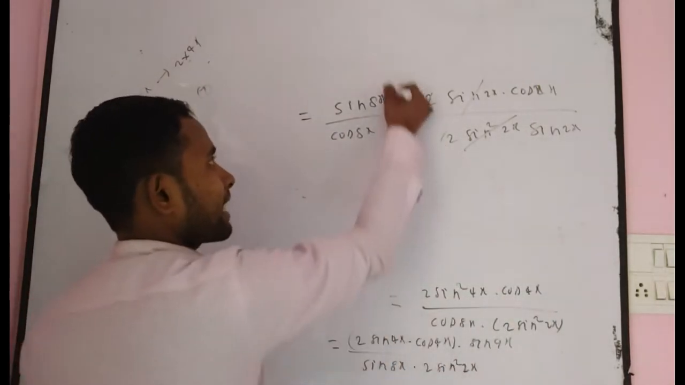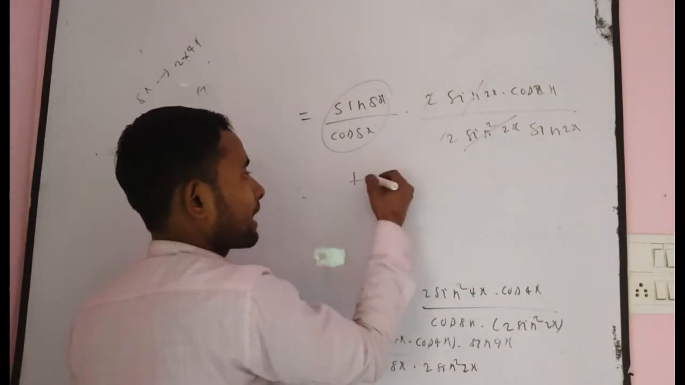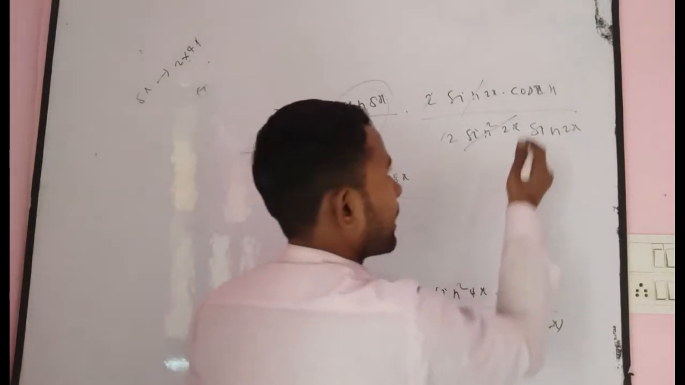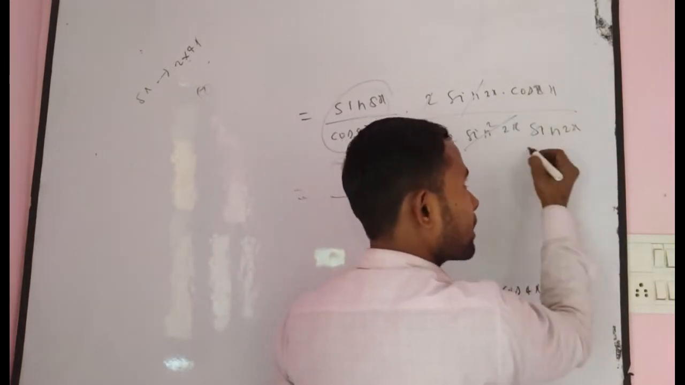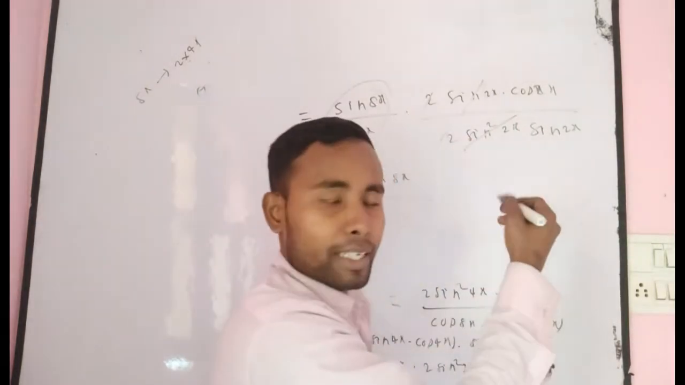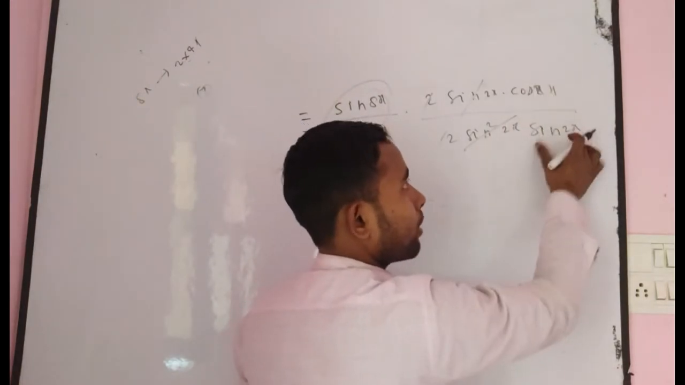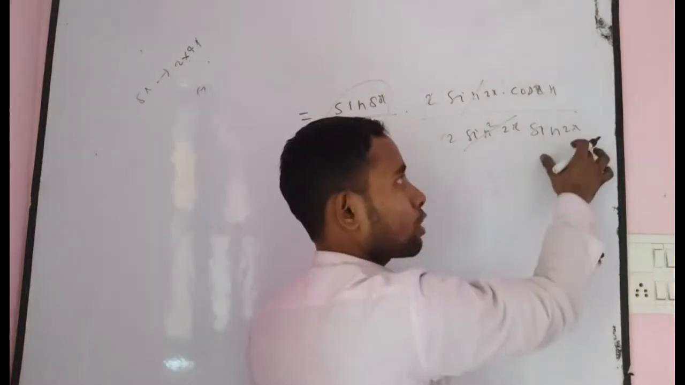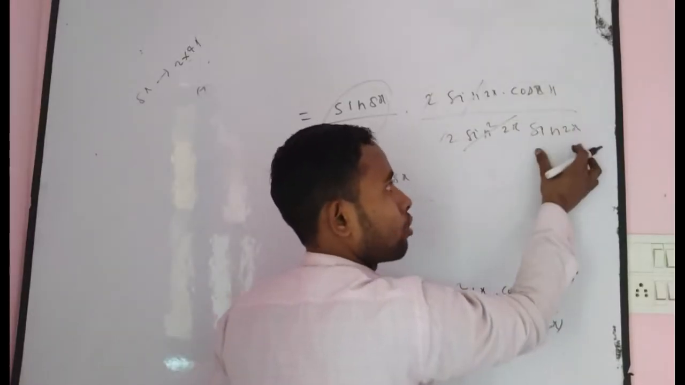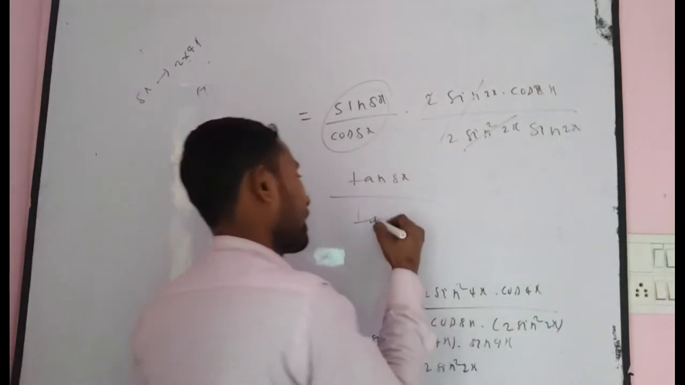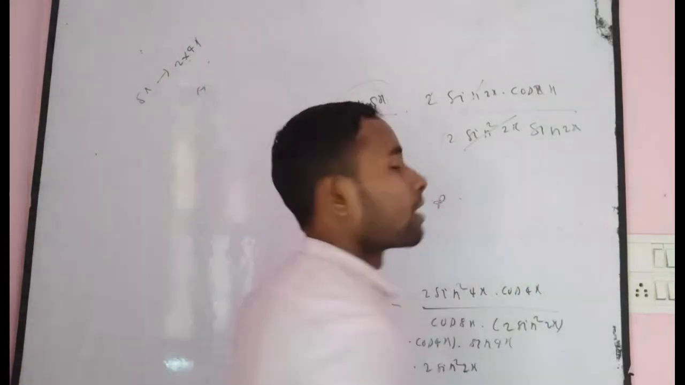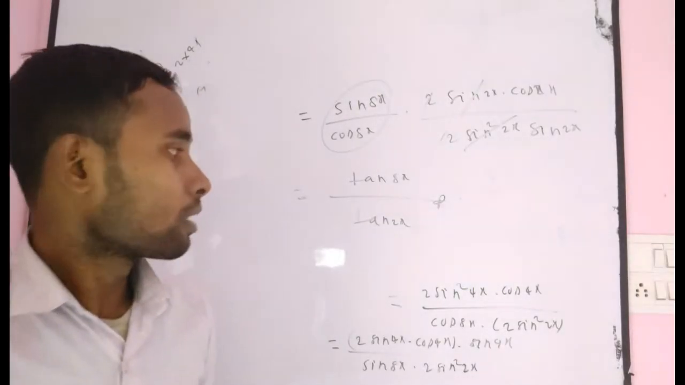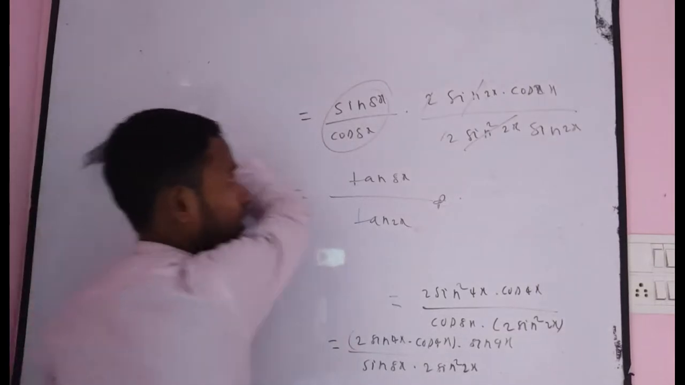In that case, sin 8x by cos 8x will be tan 8x, which is in the denominator. And if you take cos 2x in the denominator, it can be written as cos 2x by sin 2x, that is 1 by sin 2x by cos 2x. In that case, in the denominator it becomes sin 2x by cos 2x, which is your tan 2x. I think you understand. Now I take the next example for you.